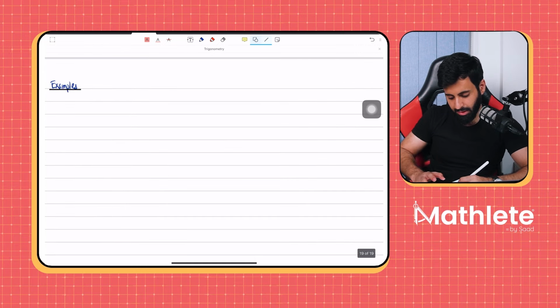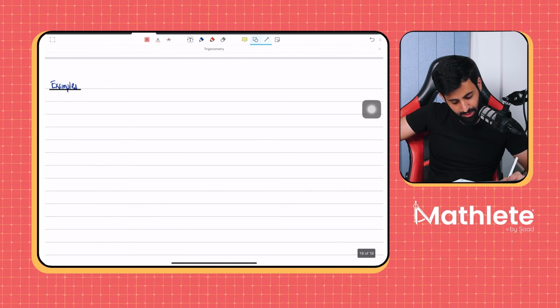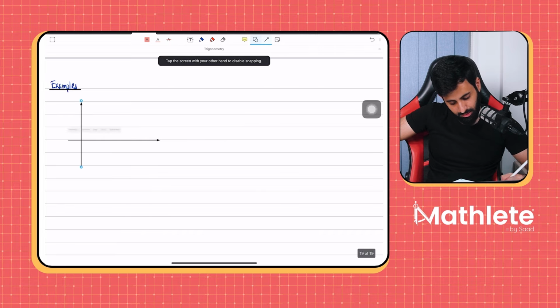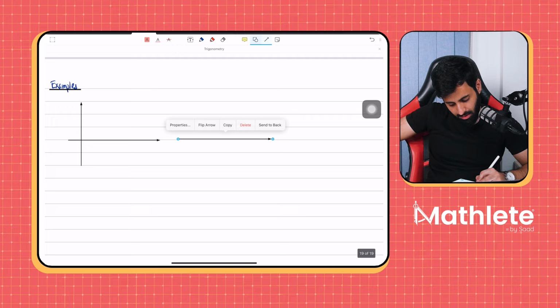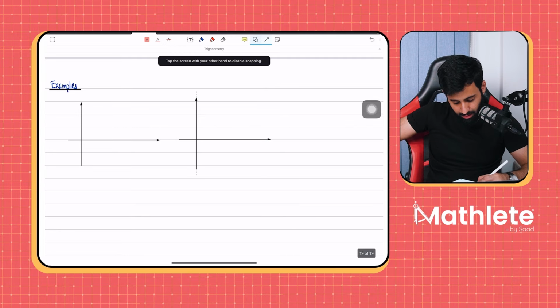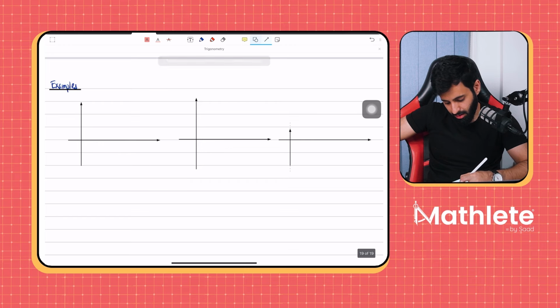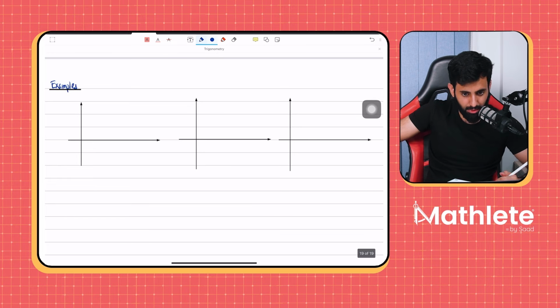Okay, so we're going to do some examples, and while we're doing them, I'm going to redraw the graphs of sine, cos, and tan and keep them in front of us. Here we're going to draw sine, here the graph of cos, and here the graph of tan. We're going to keep referring to them again and again.